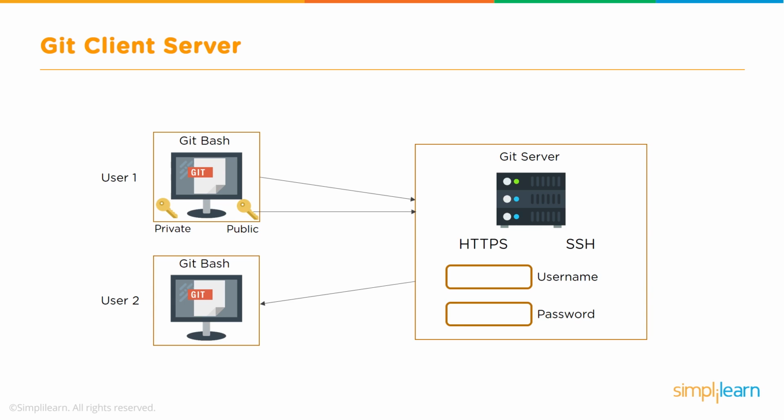that whenever I connect next time using my command prompt or any of the tools, it's going to challenge me for my passphrase. As long as I remember my passphrase correctly, I can authenticate myself and get into the server. So both HTTPS and SSH are popular ways of communicating with the Git server.